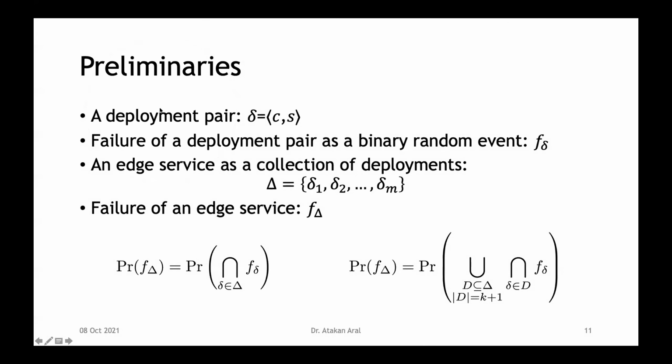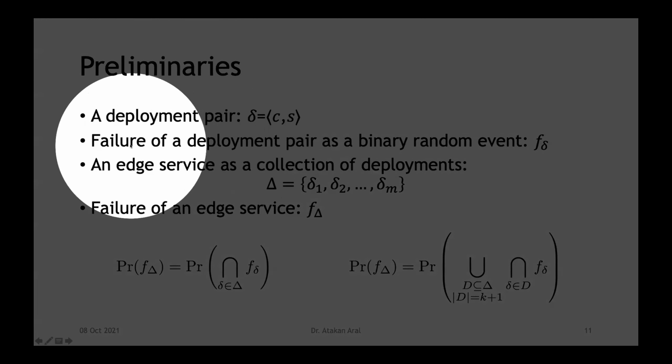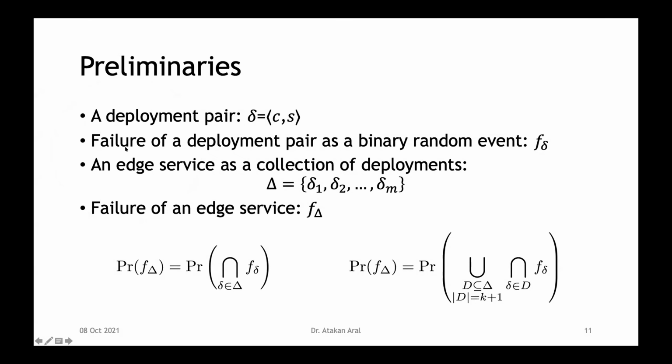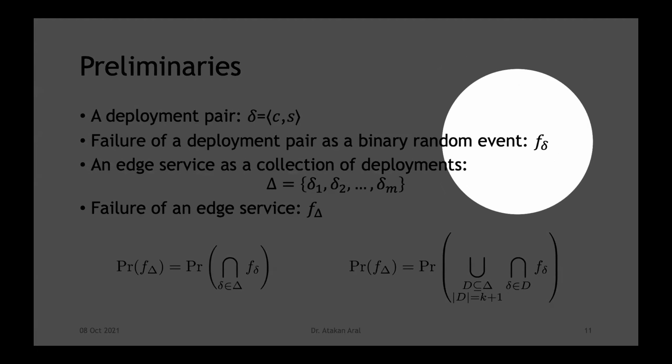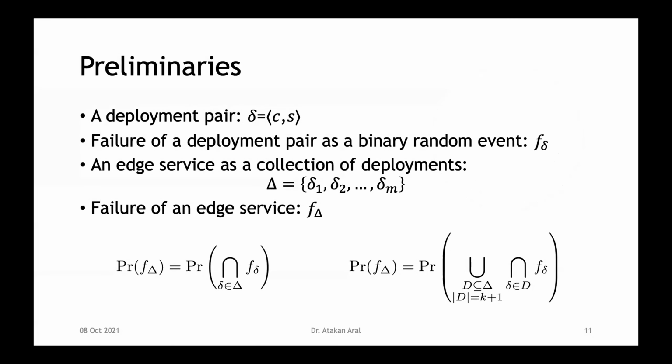This is beneficial for this kind of universality, let's say. And then this deployment pair is also associated with a binary random event called F delta, which shows its failure. It's a binary value, so it takes true or false. If it takes true, then this deployment pair has failed. If it takes false, then it's active at the moment.